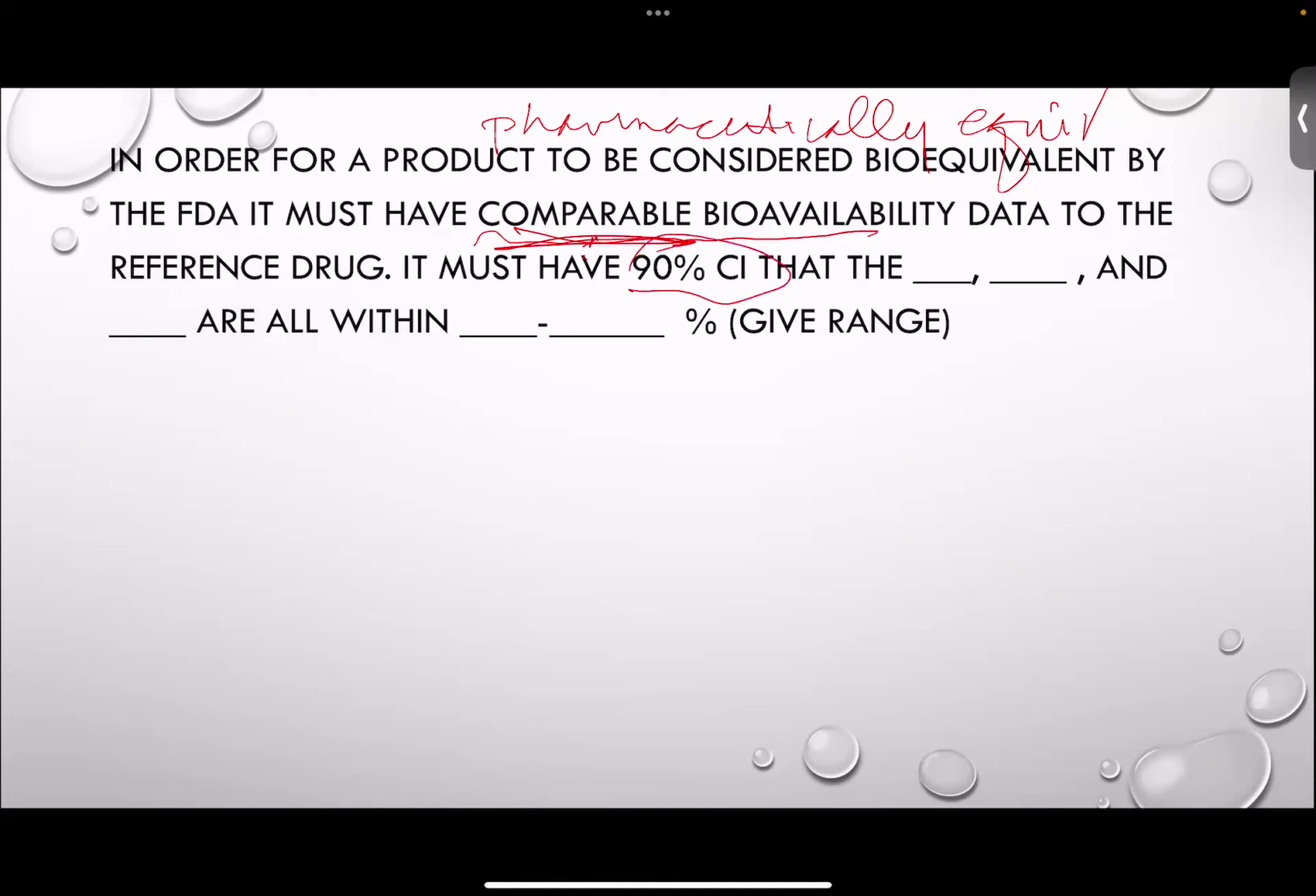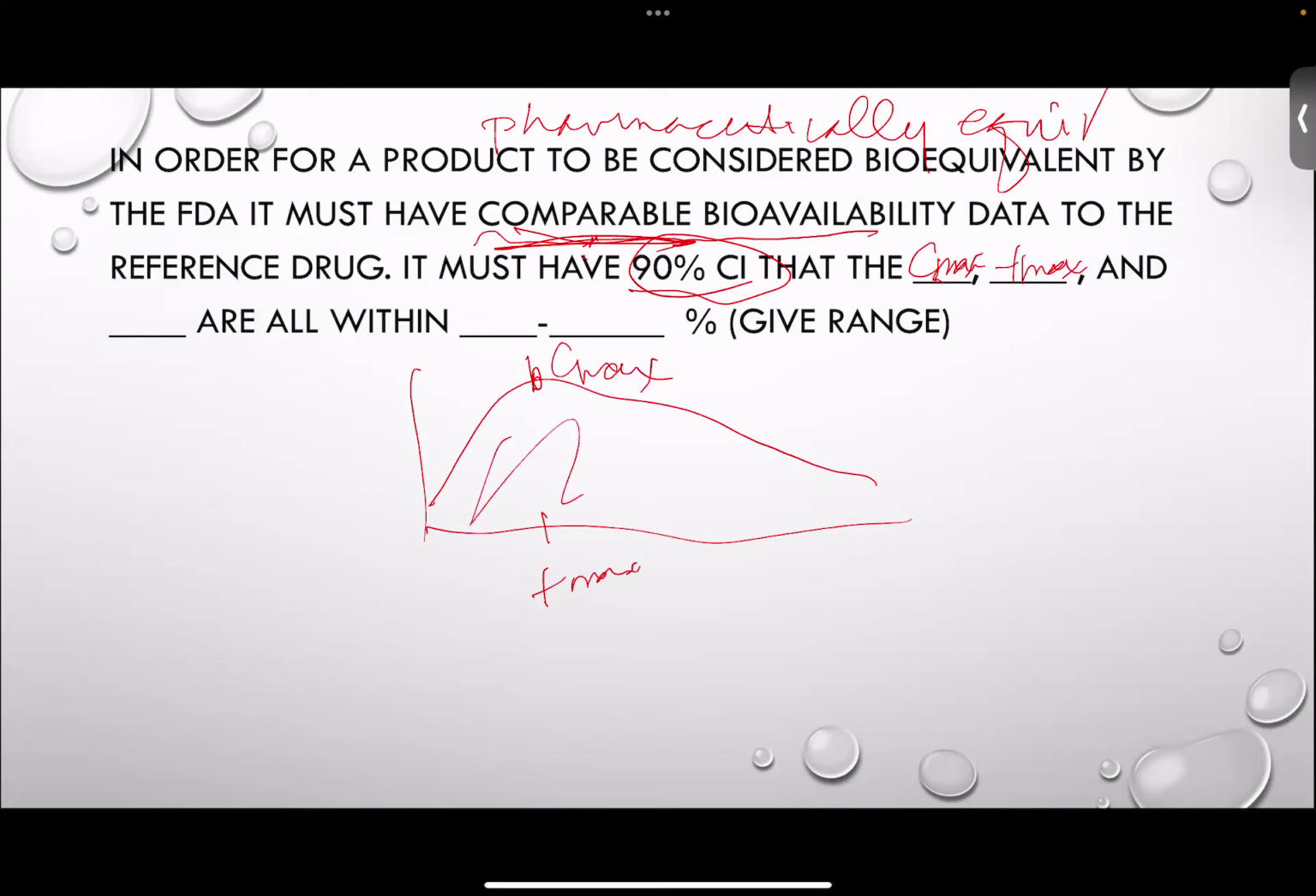It must have a 90% confidence interval that the Cmax, Tmax, so the maximum concentration, the time that Cmax occurs, and the area under the curve, all are within 80 to 125% of the reference drug. It's just something you have to memorize.